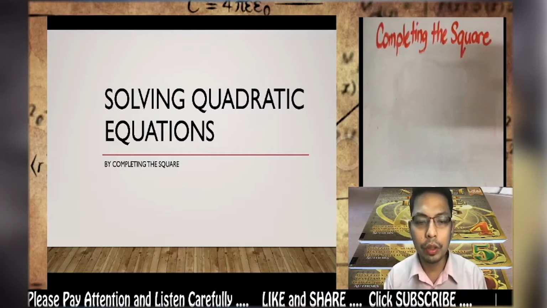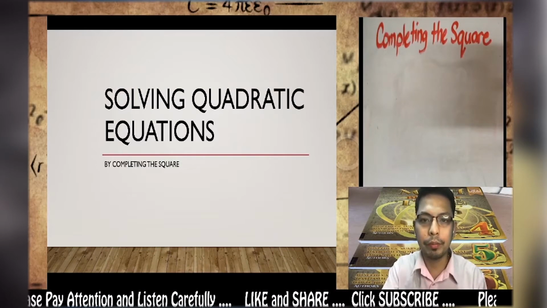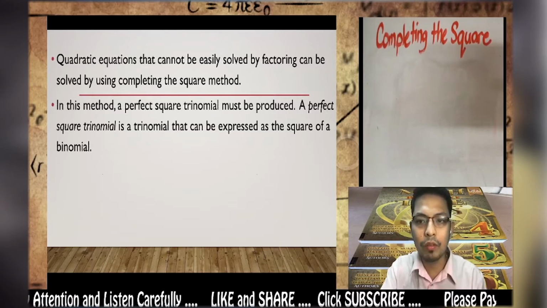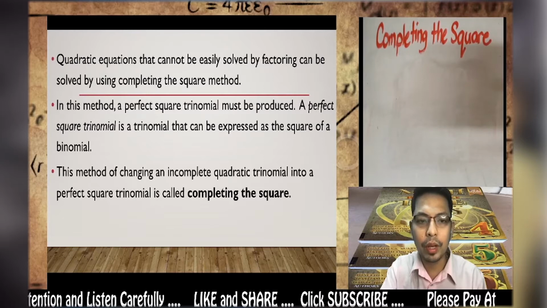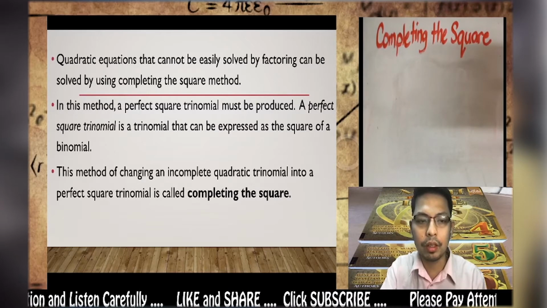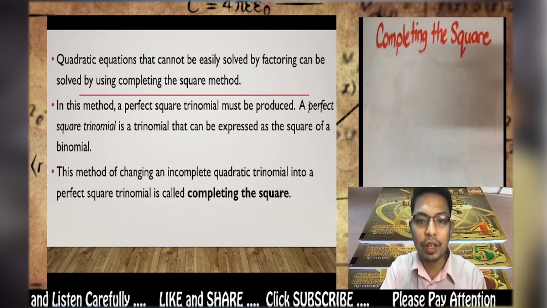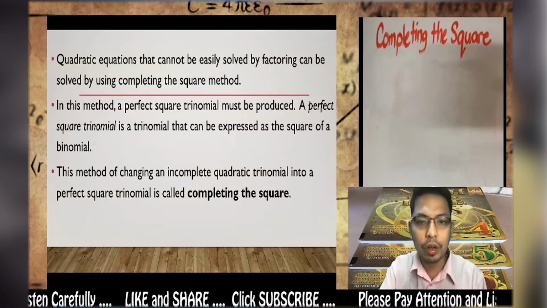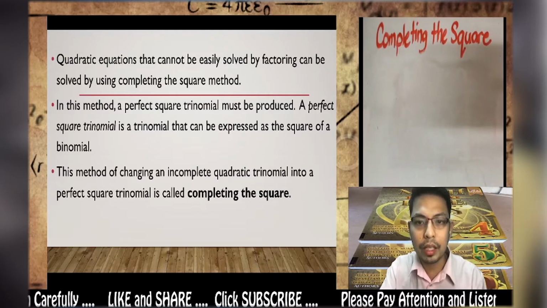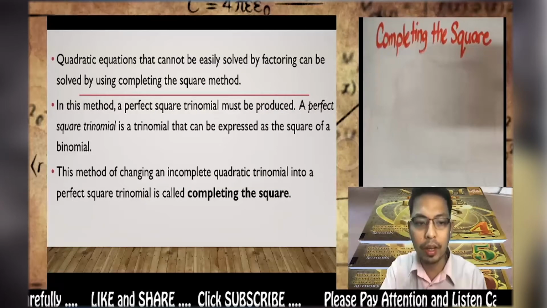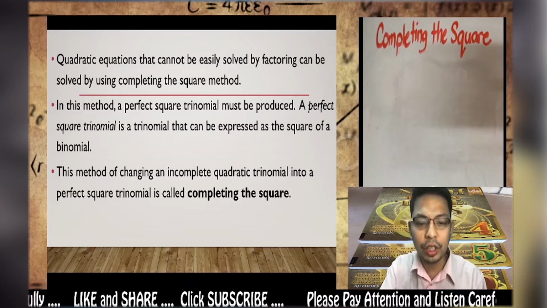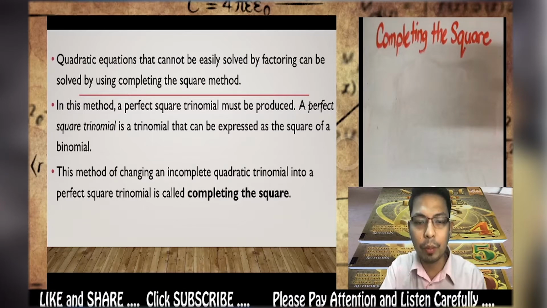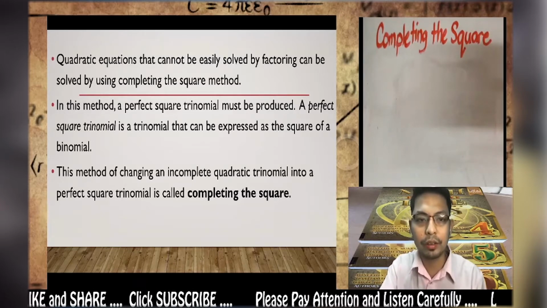Solving quadratic equations by completing the square. A quadratic equation that cannot be easily solved by factoring can be solved by using the completing the square method. In this method, a perfect square trinomial must be produced. A perfect square trinomial is a trinomial that can be expressed as the square of a binomial. This method of changing an incomplete quadratic trinomial into a perfect square trinomial is called completing the square.